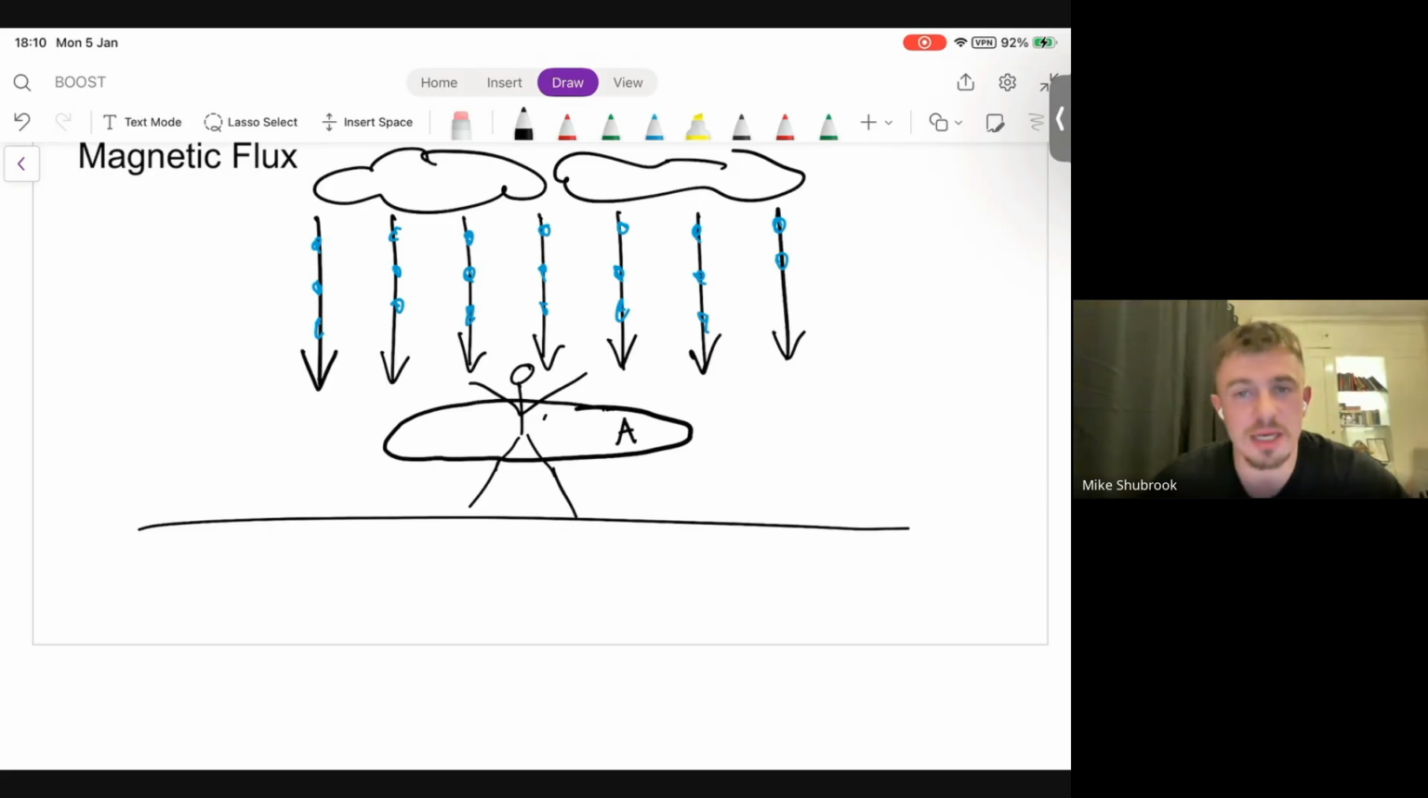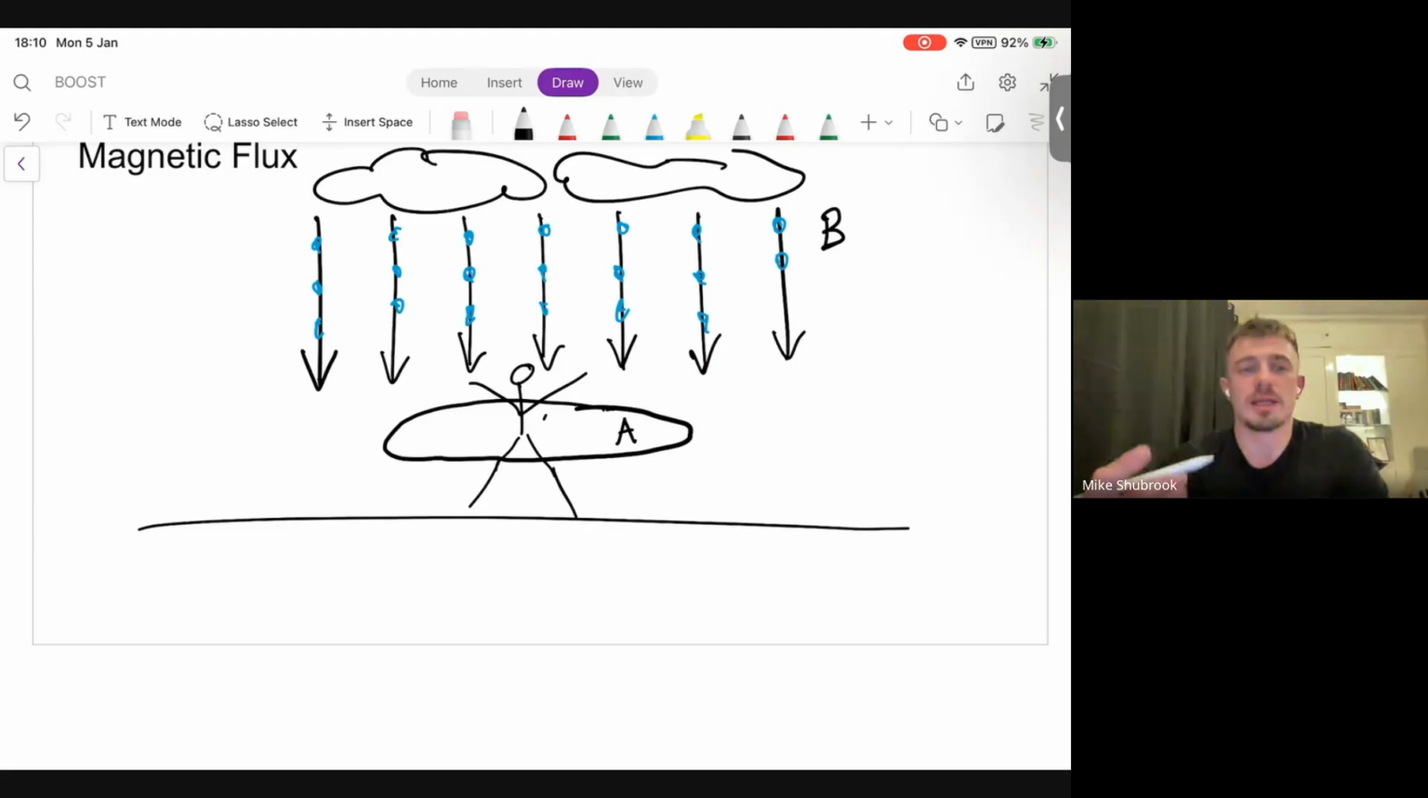And the answer to that question is essentially what magnetic flux is going to be when I put this analogy to map it onto the idea of magnetic fields. So the rain is going to be our equivalent of a magnetic field. That's why I've drawn these black lines. These are our magnetic field lines. In this example, they're just going down our page.